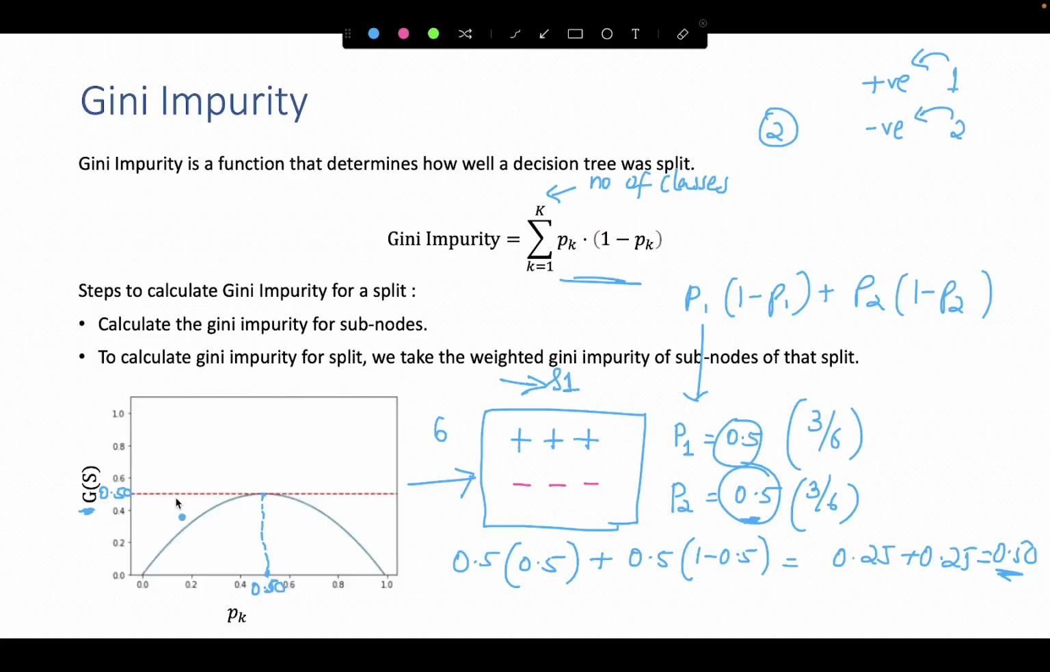This is going to be a maximum Gini impurity value, specifically when your probability is 0.5, specifically when your proportion is exactly half. So we clearly understand that the Gini impurity that we have calculated for subnode S1 is going to be maximal, and the maximum possible value for Gini impurity at any given subnode is going to be 0.50.